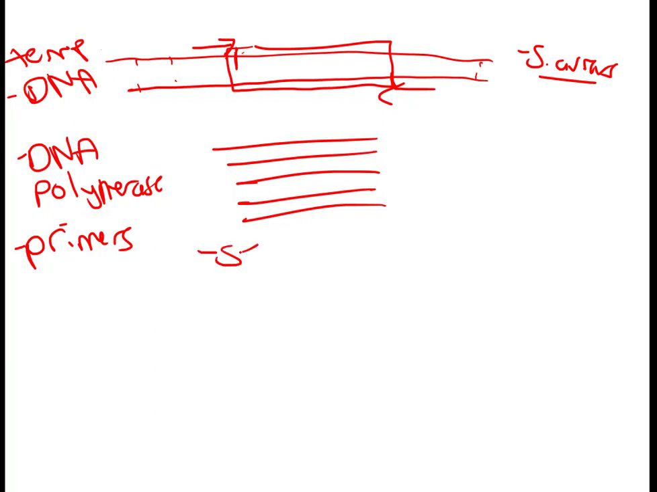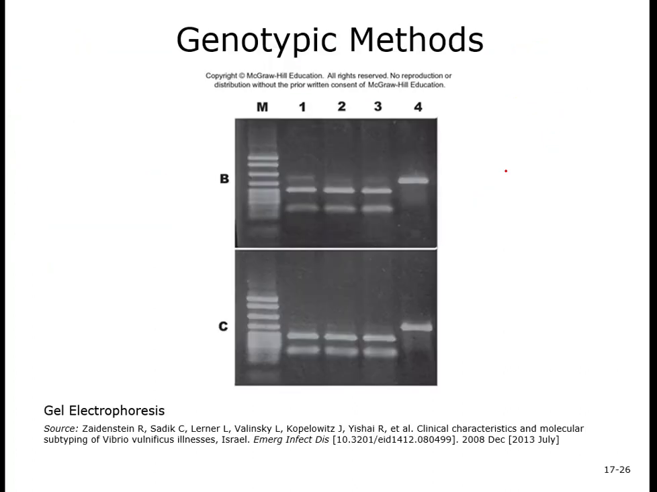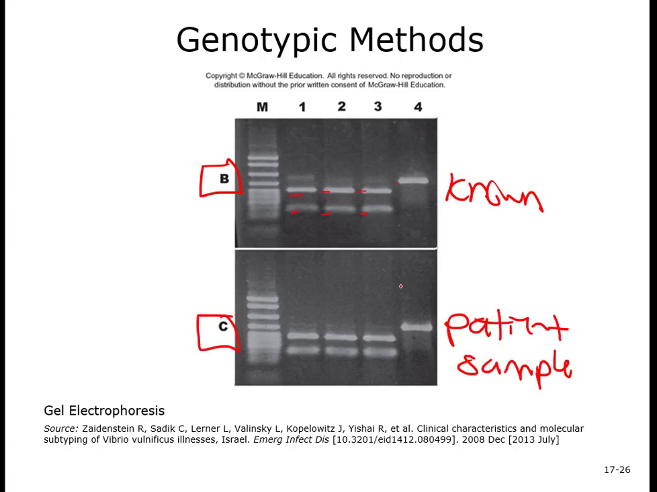We could either sequence this DNA. This might take a couple days, so it's not as quick, but we can determine the DNA sequence and see if it matches the known Staph aureus DNA sequence. Or again, we could use gel electrophoresis. So this gel, for example, is showing you here is the known, this would be what the known bands would look like for this specific pathogen. Okay, so these are the known ones. And then this would be the patient sample. And you can see the patient sample matches the known. So you can confirm, yes, it's positive the patient has this specific disease.